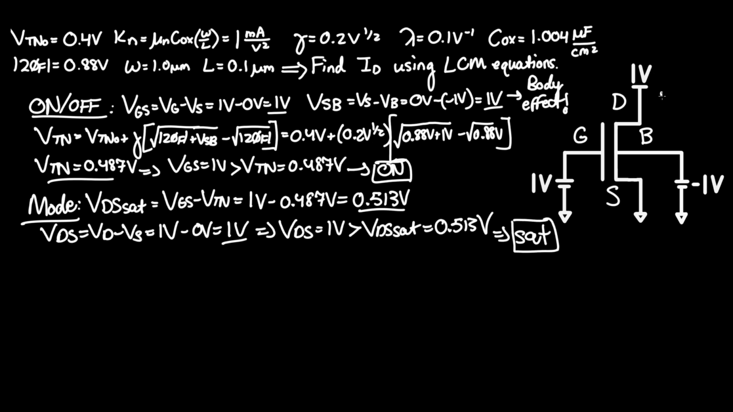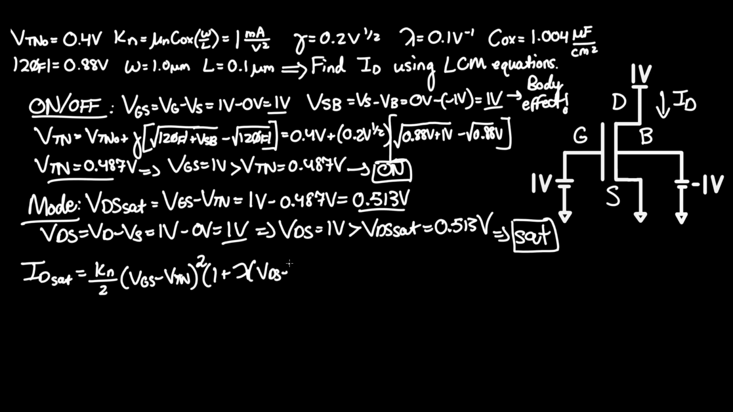Now to find the current in the drain here, I'll denote it as ID sat, and that equals Kn over 2, parentheses VGS minus VTN, close parentheses quantity squared, times the following: 1 plus lambda times VDS minus VDS sat. So as to account for channel length modulation once more.